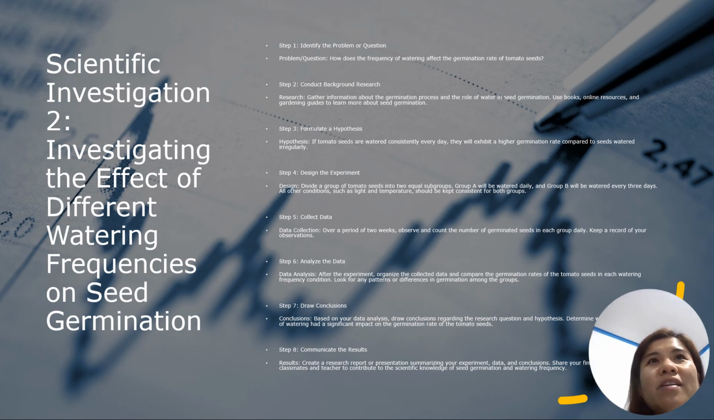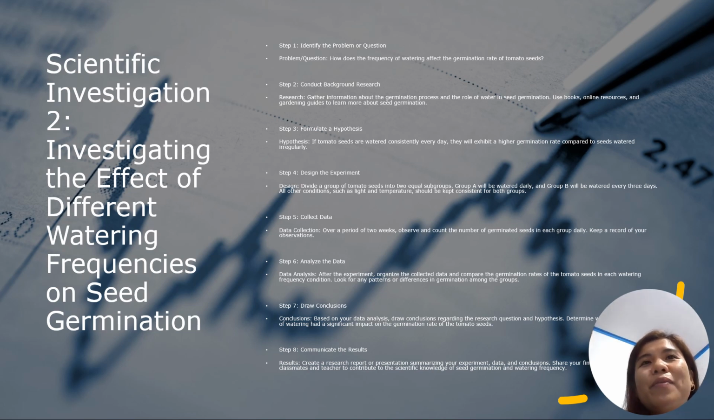Step 2, conduct background research. Gather information about the germination process and the role of water in seed germination. Use books, online resources, and gardening guides to learn more about seed germination. You have to learn as well how to do gardening, so that you will be successful in performing this experiment.